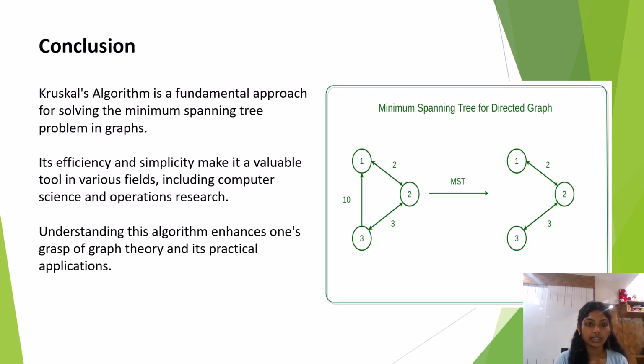Conclusion. Kruskal's algorithm is a fundamental approach for solving the minimum spanning tree problem in graphs. Its efficiency and simplicity make it a valuable tool in various fields, including computer science and operations research. Understanding this algorithm enhances one's grasp of graph theory and its practical applications.